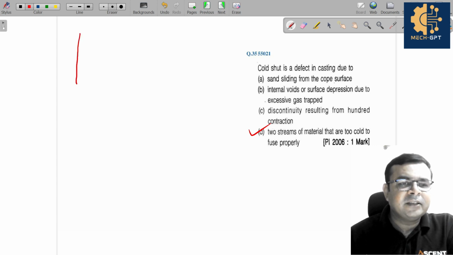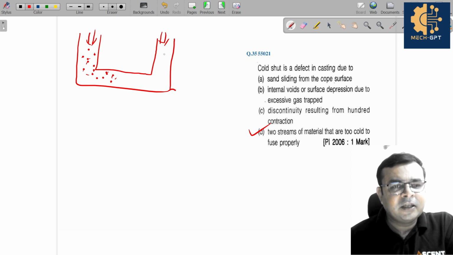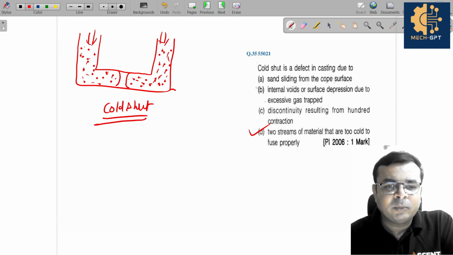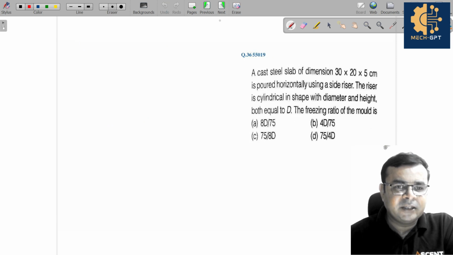Cold set defect means, you can see here, suppose you have a casting like this and you pour the molten metal from here and you also pour the molten metal from here. So two streams of the molten metal are moving like this. Yes or no? And one molten metal stream is also moving like this. If both molten metals do not fuse properly, and before fusing they get solidified, then this defect is called a cold set defect. Is it clear? When two streams of the molten metal do not fuse properly, this is called a cold set defect. So option D is the right answer.